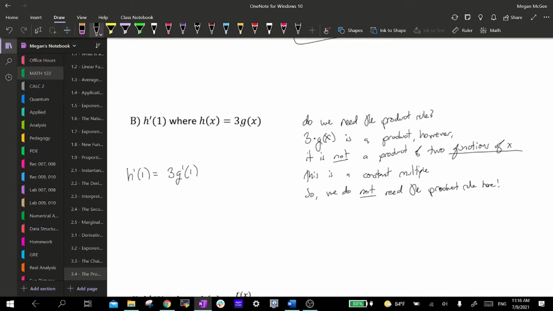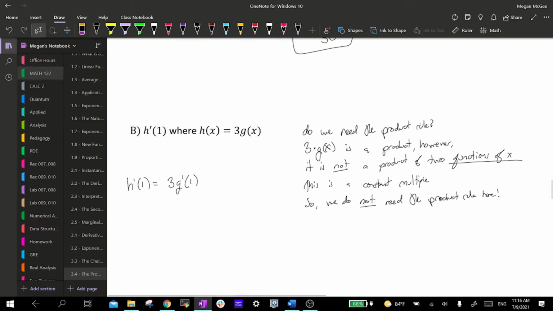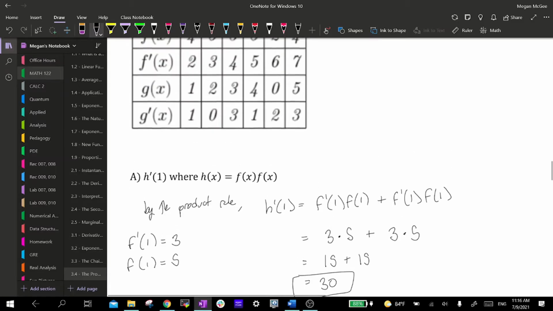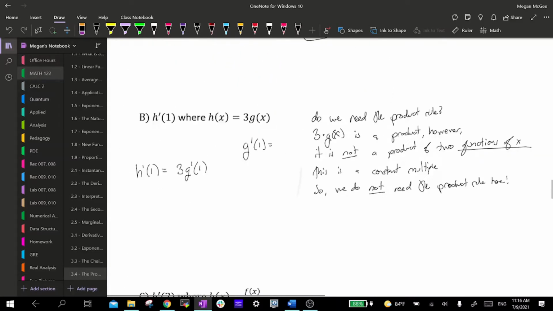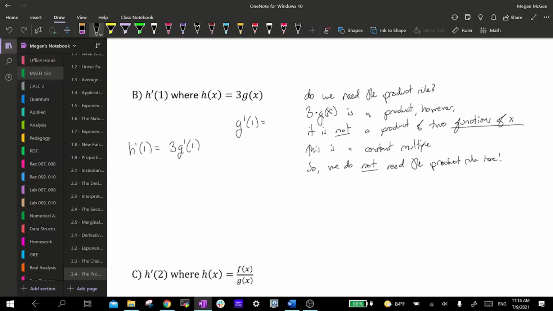So we just need to find what g prime of 1 is on our table. So go up to our table, look at g prime, look at 1. G prime of 1 is 0. So we'll come back down. G prime of 1 is 0. So we get 3 times 0, which is 0.